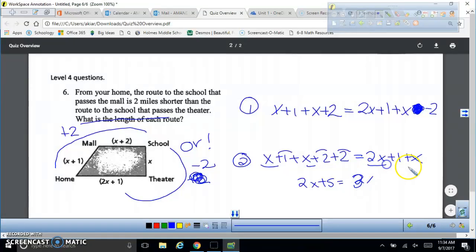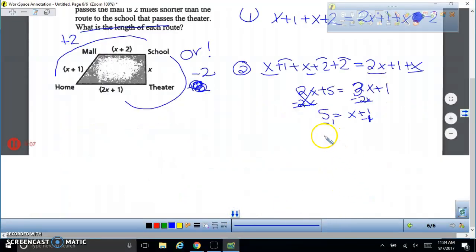3x, 1, 2, 3, plus 1. All right, I'm going to work with my variable first. I'm going to keep it positive. Take away 2x, take away 2x. 5 equals 3 minus 2 is 1. Take away 1, take away 1. X equals 4. Now, did we solve for what the length of each route was?